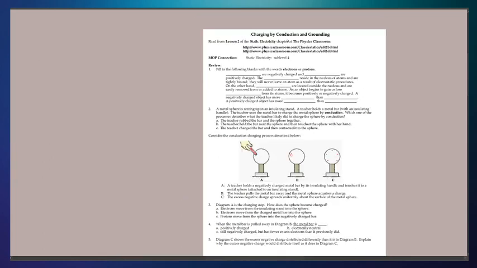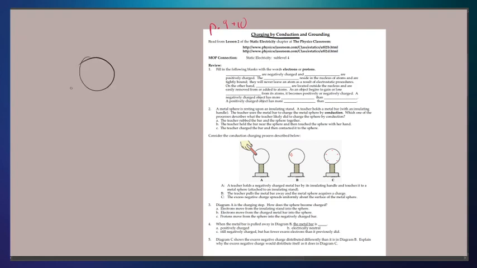Charging by conduction and grounding. These are pages 9 and 10. Now there's not that much here to say. The only thing really that I have to explain is grounding. Charging by conduction, this first thing here, is just dumping electrons by direct contact on some object.